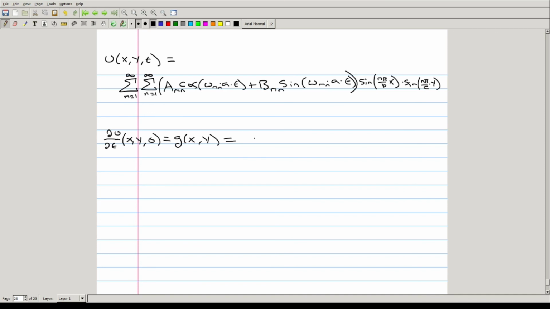When we differentiate this double summation and then plug in t equals 0, we end up getting b_mn times omega_mn times a times cosine of omega_mn a t at t equals 0, which is 1, times sine of m pi over b x times sine of n pi over c times y.